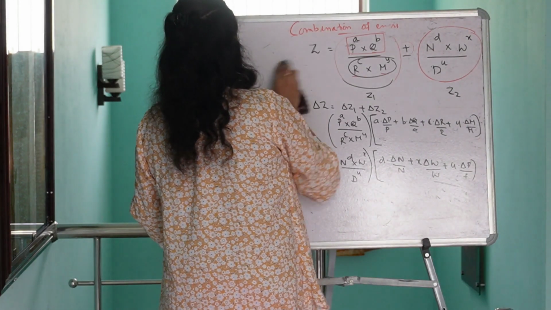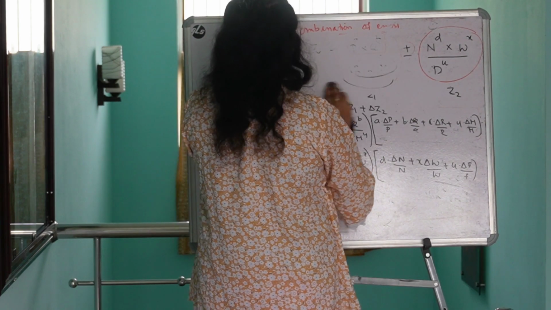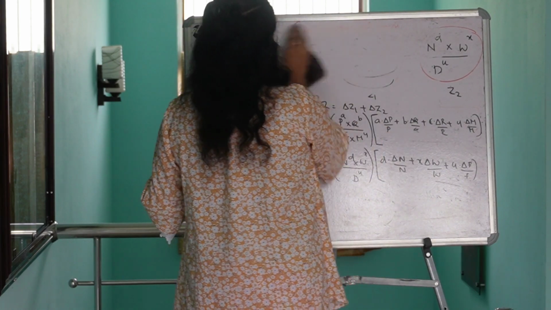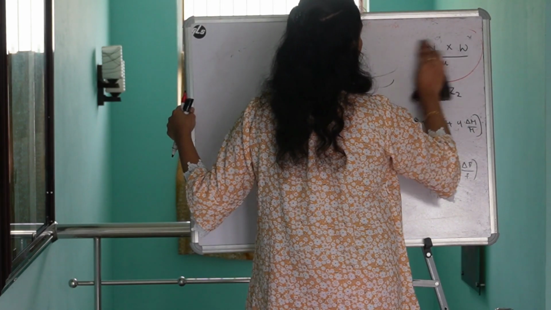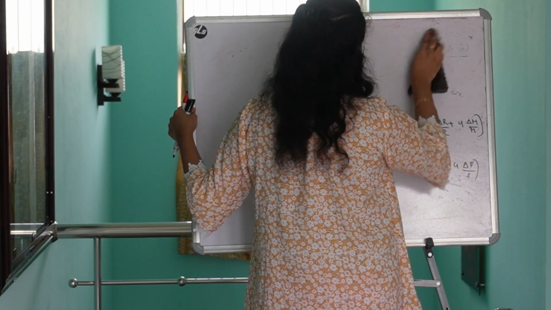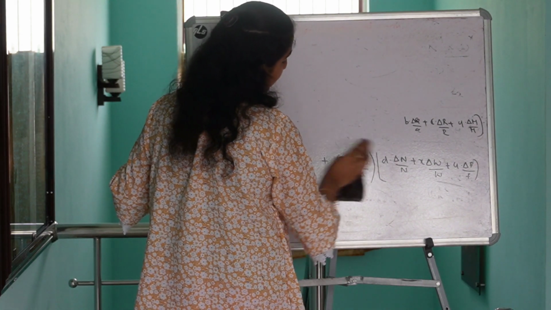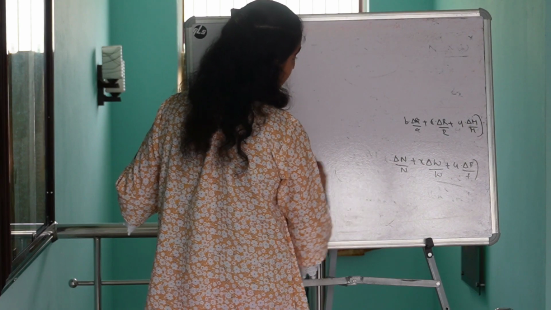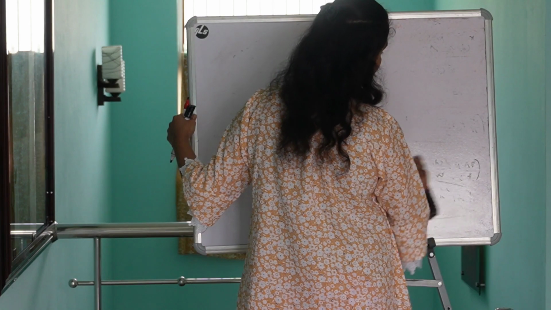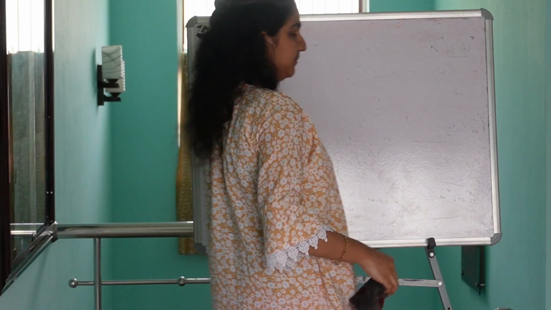Combination of errors. Now let's discuss some problems on combination of errors. Under the topic combination of errors, we discussed 5 individual cases: addition, subtraction, multiplication, division and power. Now we discussed how errors get combined when there is more than one operation in an equation. Is it clear?